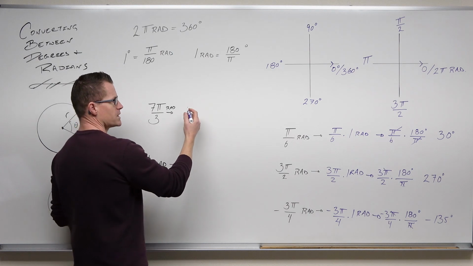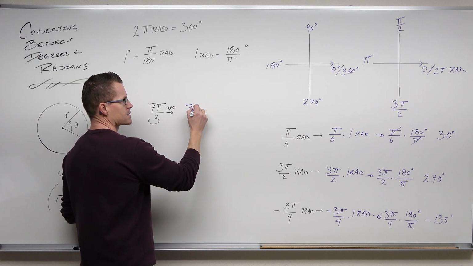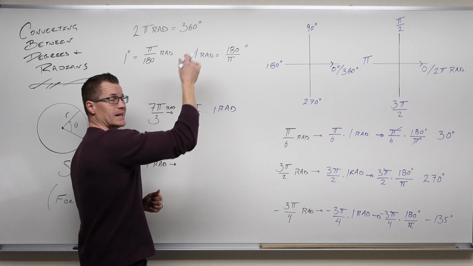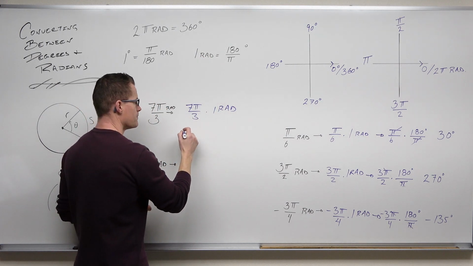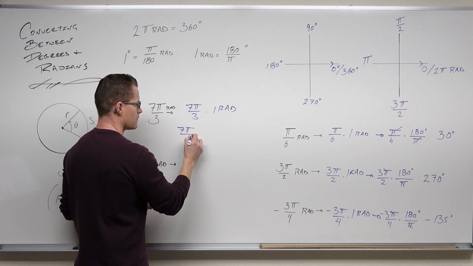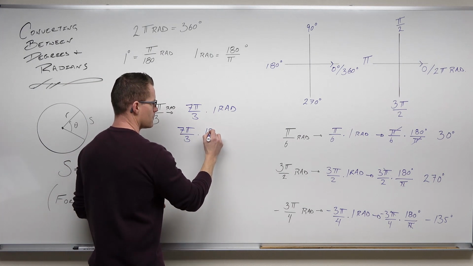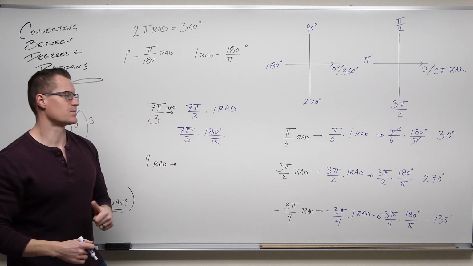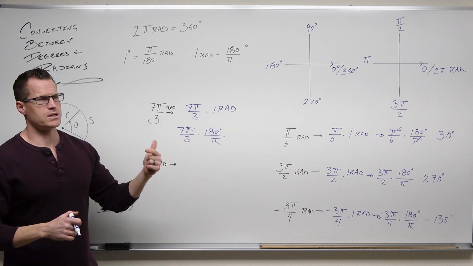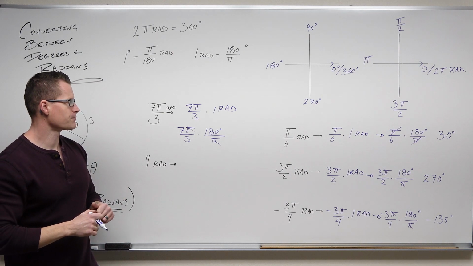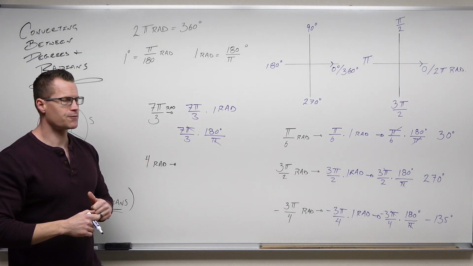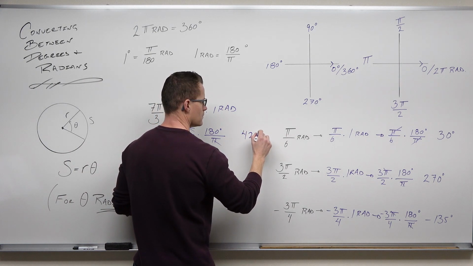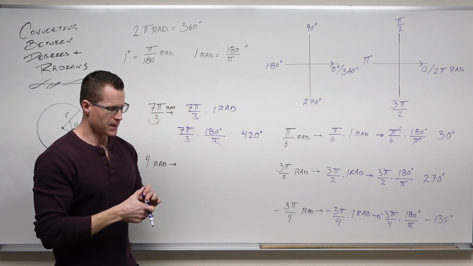If we convert to degrees, that's 7 pi over 3 times 1 radian for sure. But that 1 radian is 180 degrees over pi. Pies are nice. They simplify. 180 degrees divided by 3 is 60. 60 times 7 is 420. Well, let's think about that.